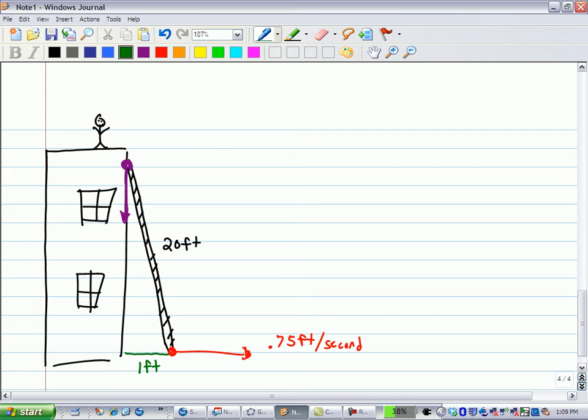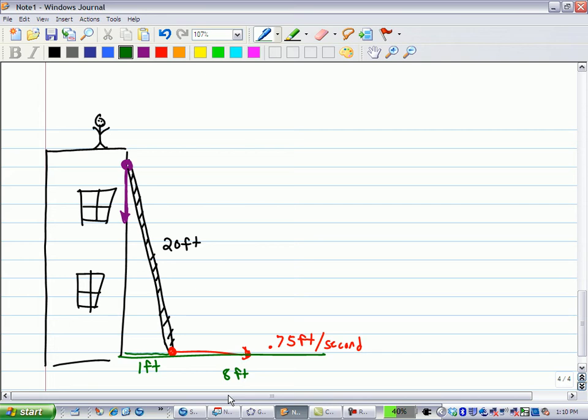So what I want to know is, if the ladder is currently a foot away from the building, how quickly is it falling? And what would have happened if the ladder would have been 8 feet from the building? Would it still be falling at the same rate? Faster at 1 foot or faster at 8 feet? You think faster at 8 feet?